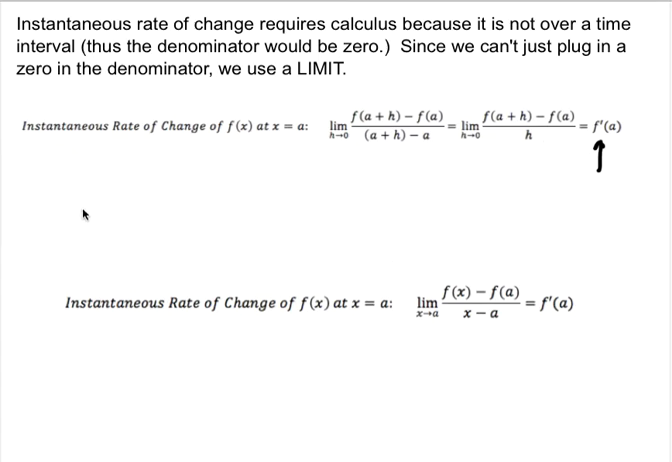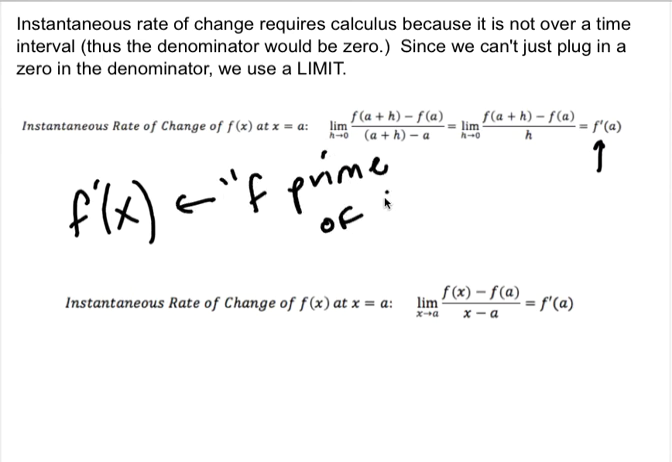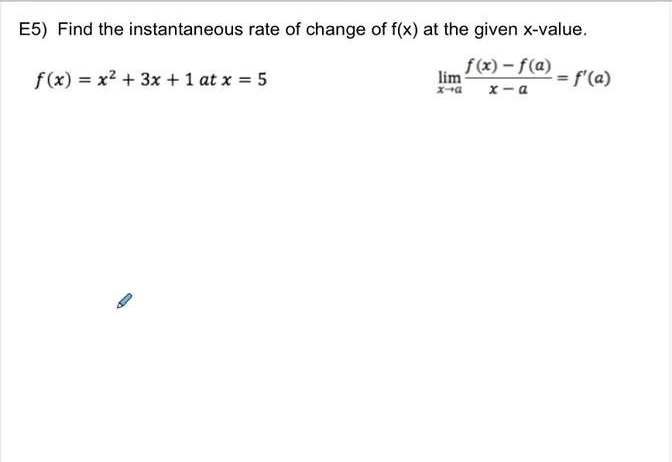So when we read this, if you were to see f prime, this would be read as f prime of x. And we're going to spend more time talking about that later. So this one right here is f prime of a, and we're going to spend more time on that for pretty much the first half of this calculus course. So, all right, let's find the instantaneous rate of change.